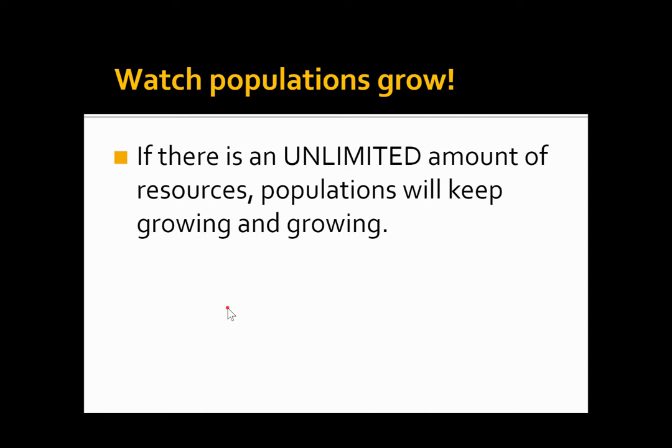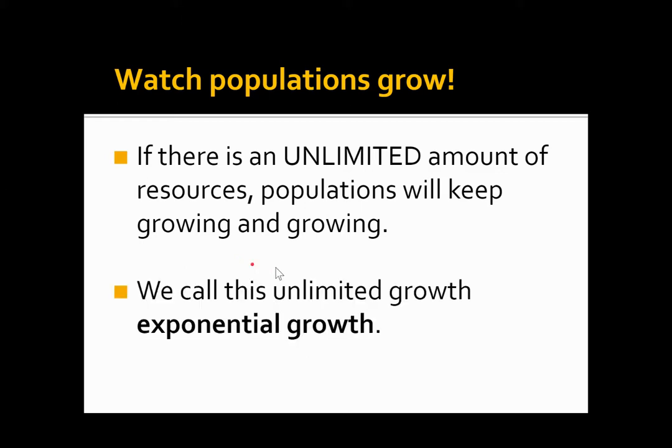So let's take a look at the amount of resources. If you have unlimited resources, plenty of water, plenty of food, shelter, mates, then your population will keep growing. Generation after generation, you have enough food and water. You're not worried at all. This type of growth, this unlimited growth, is known as exponential growth.